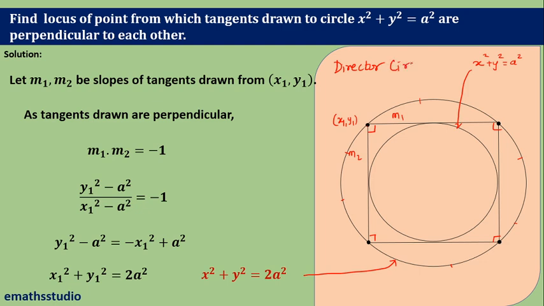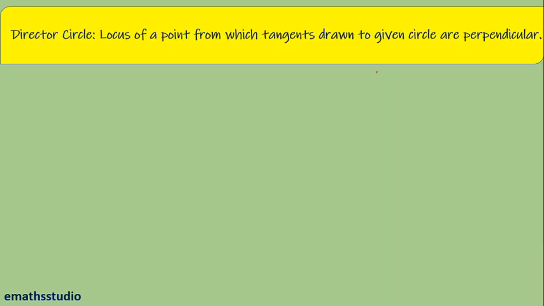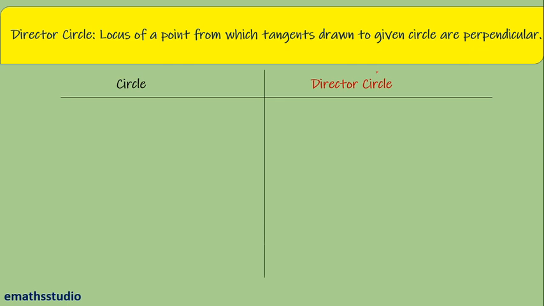Now basically, what is a director circle? We are going to define it now. The director circle is defined as the locus of the point from which tangents drawn to the given circle are perpendicular to each other. For a given circle, what is the equation of the director circle? That is what I am going to mention now. For the standard circle x square plus y square is equal to a square, the equation of the director circle is x square plus y square is equal to 2a square.